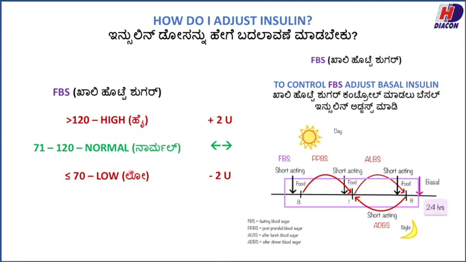If your fasting blood sugar is low, below 70, that means the amount of basal insulin you've taken is a little more for you. So you reduce the insulin dose by 2 units. So whatever your insulin dose is, reduce from the current dose by 2 units.